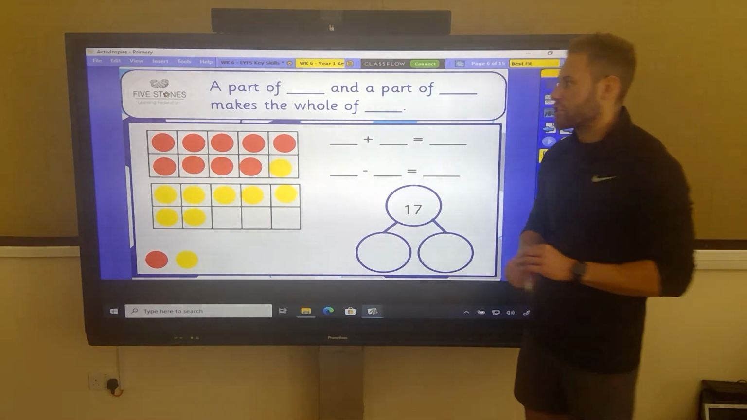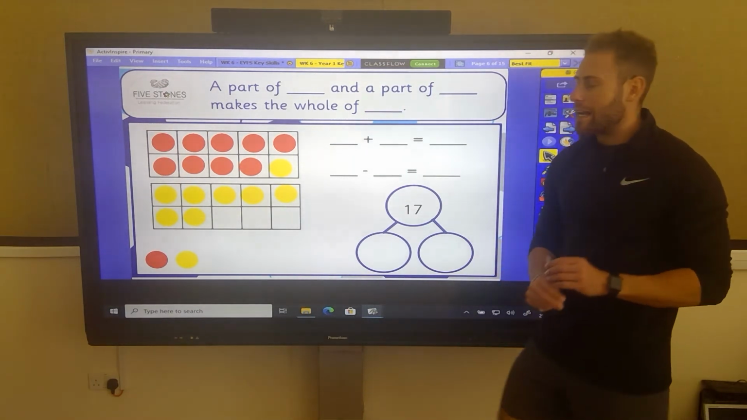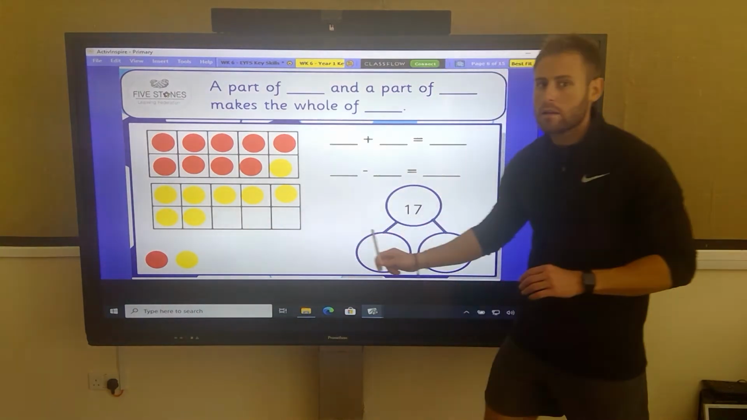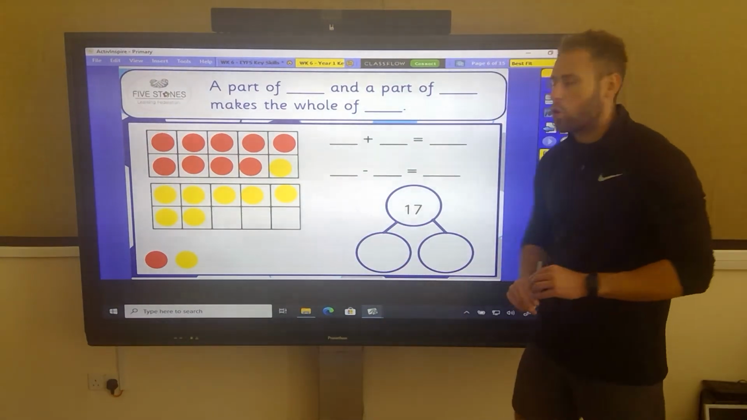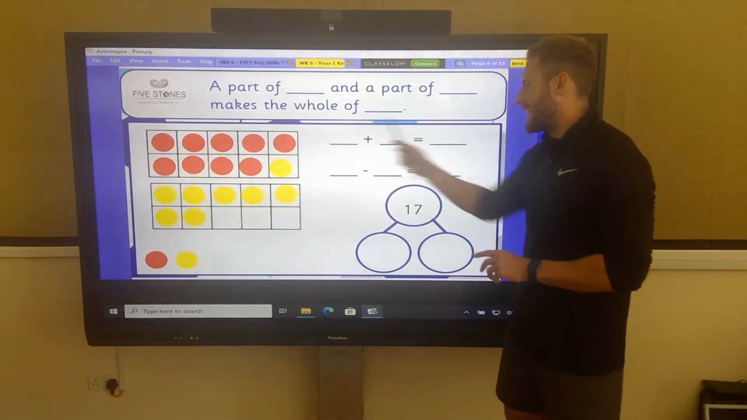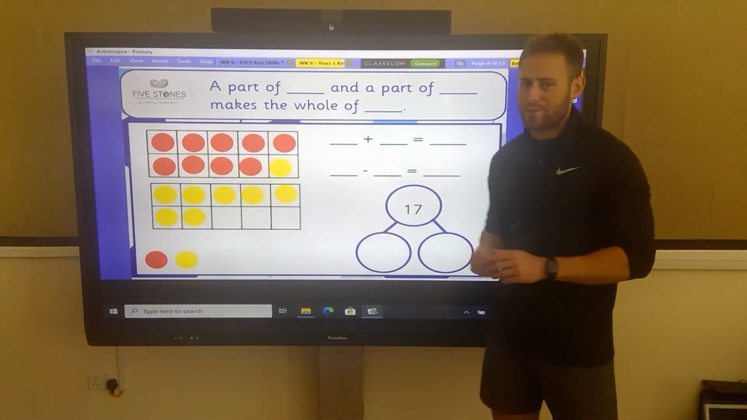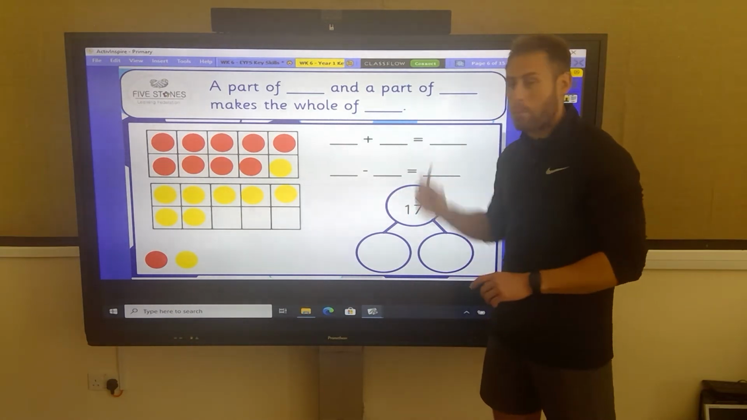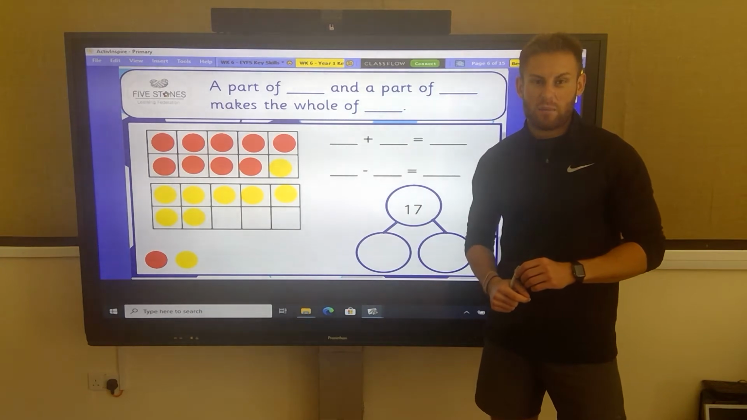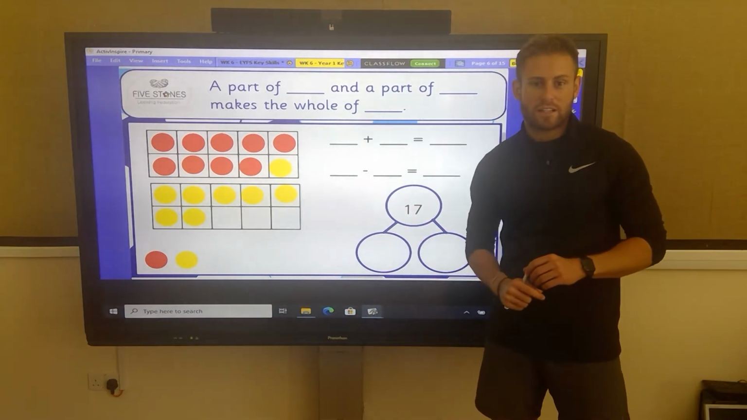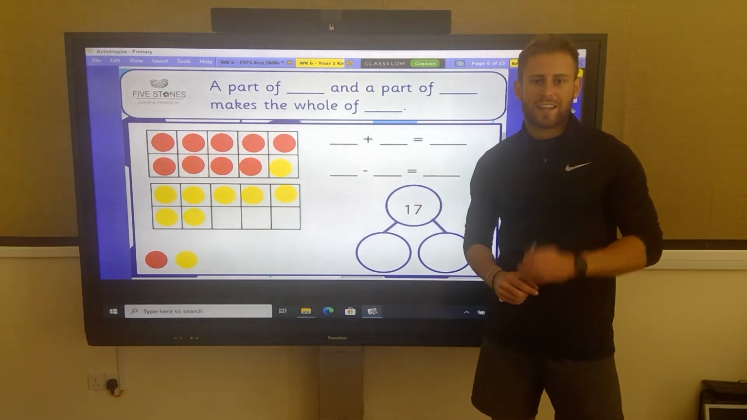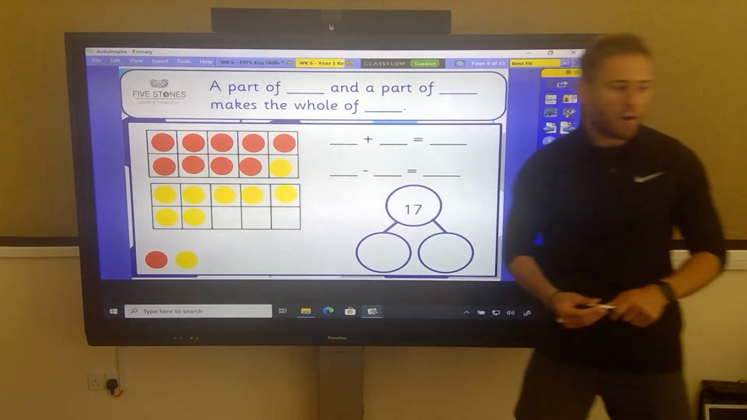Another example for you to do now. As you can see, I've kindly left the whole at 17. You need to complete your part whole model, and you also need to give me an addition number sentence and a subtraction number sentence. If you could do both addition sentences, that would be fantastic, and both subtraction sentences, that would be even more fantastic. There's a little challenge for you. Off you go, year 1.